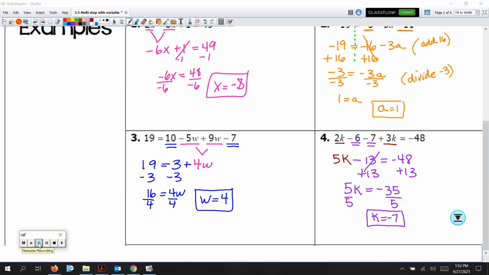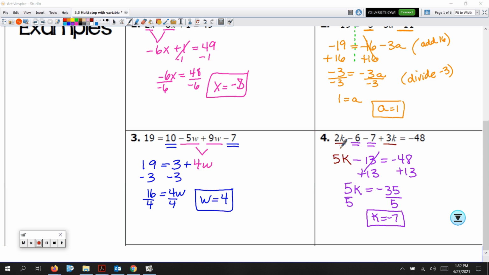All right, so for number 3, when you combine like terms, first I combined my variables, and I got 4w, because negative 5 plus 9 is 4w. Then I combined my constants. Positive 10 and negative 7. 10 minus 7 is 3. And I subtracted 3 from both sides. I got 16 equals 4w. Divide both sides by 4. W equals 4.